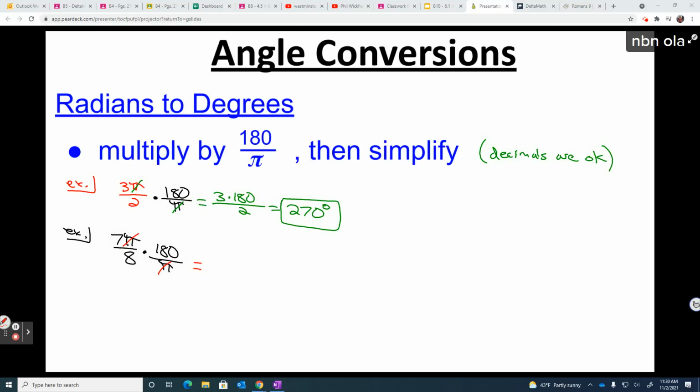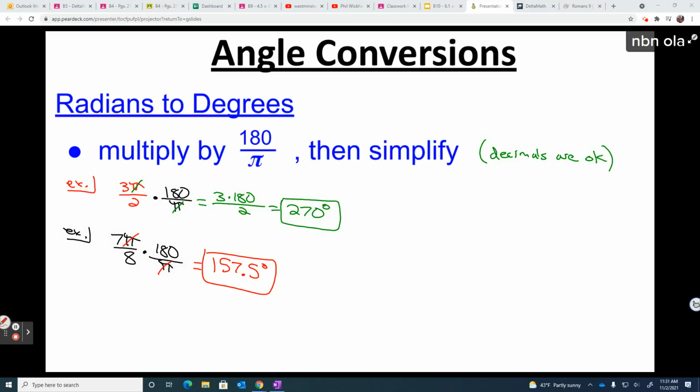So we're just going to do 7 times 180, and then divide by 8. And here we get a decimal. That's okay. 157.5. Generally, you want to round to the nearest tenth. So that's how you can tell from that. It's 157.5. That's fine to have a decimal.